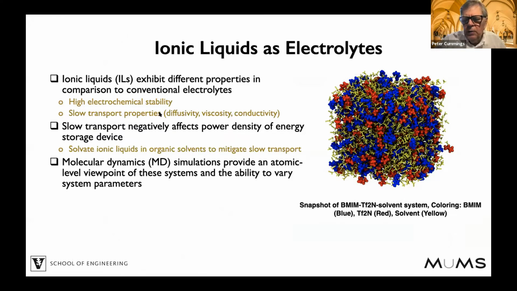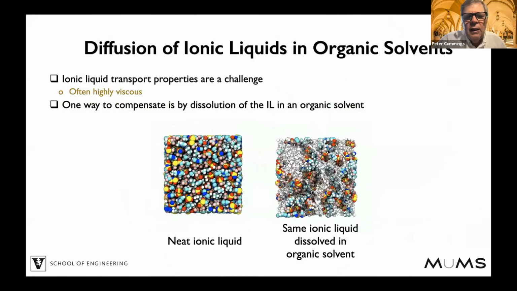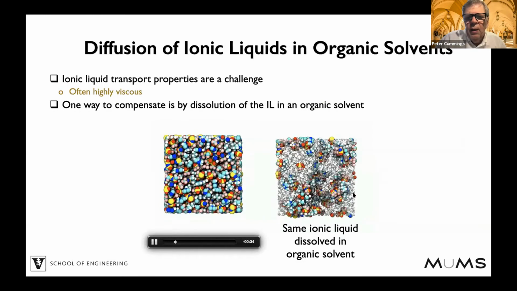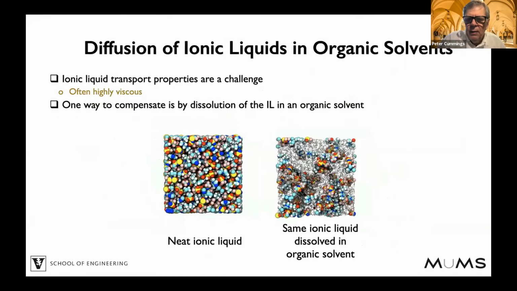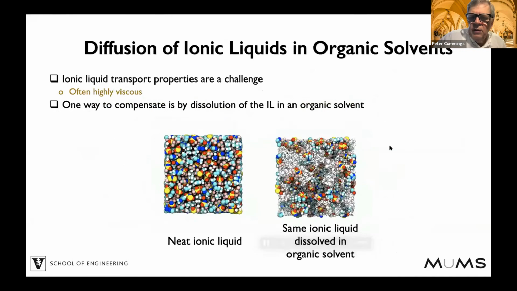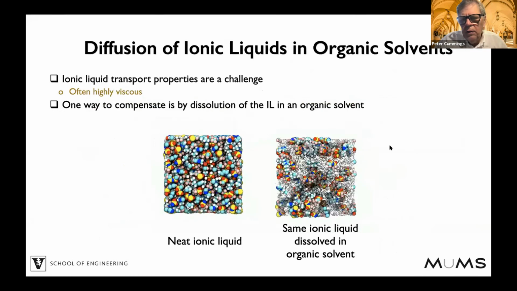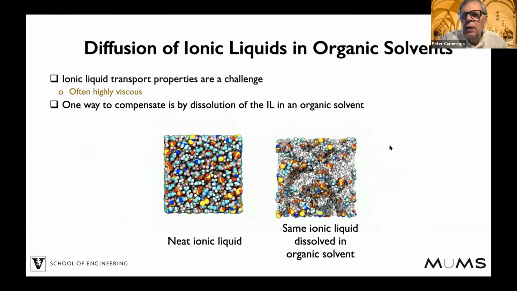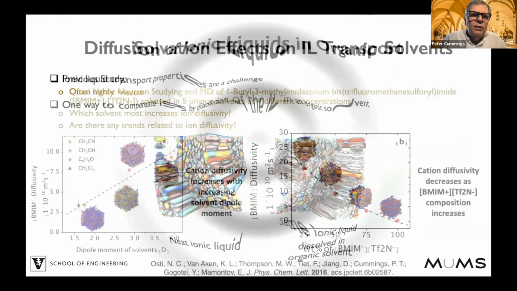And so one of the strategies that people use when it comes to ionic liquids as electrolytes is instead of using neat ionic liquids, as shown here, we look at these in organic solvents. You can see just from this simple simulation here of a neat ionic liquid on the left-hand side and the same one dissolved in an organic solvent, you can obviously see that the ions move much more rapidly within the solvent.